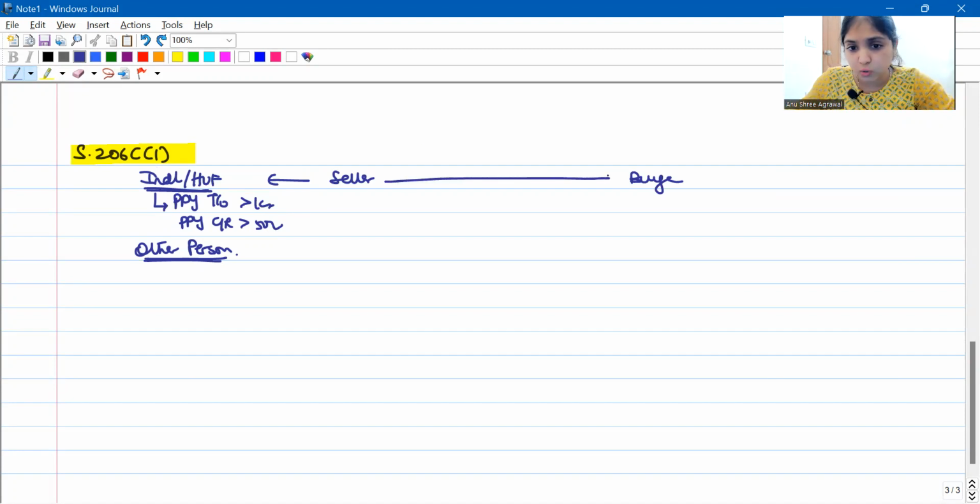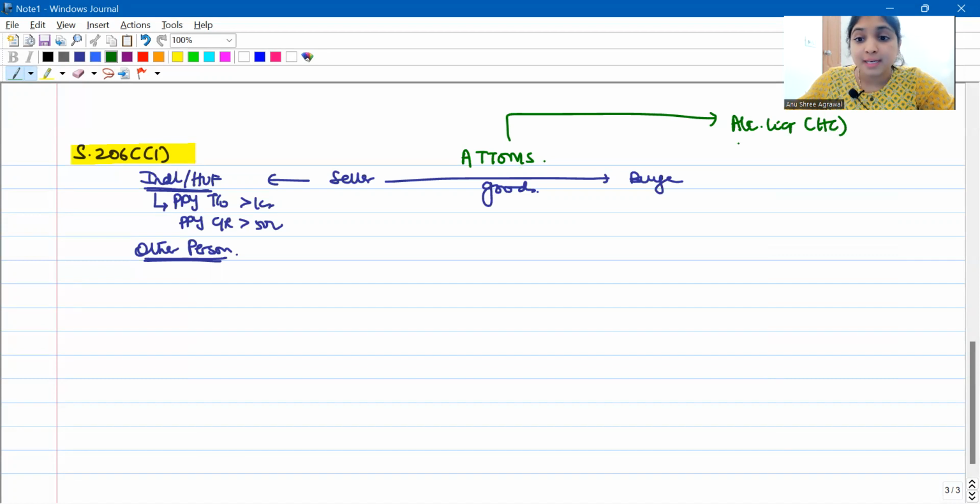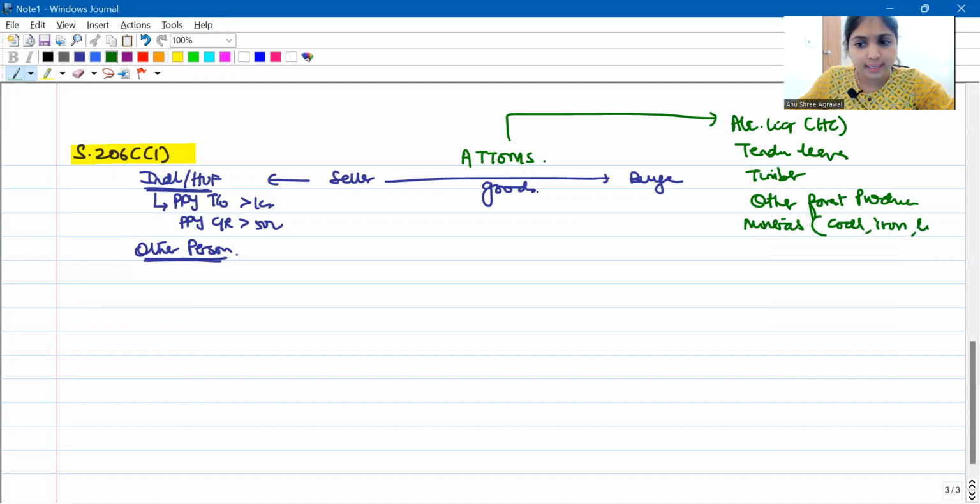Now this seller is selling goods to the buyer. What kind of goods? The hint to remember what kind of goods is ATOMS. Now what does ATOMS stand for? A stands for alcoholic liquor for human consumption. T stands for tendu leaves. Then another T stands for timber. Then O stands for other forest produce. Then we have M which stands for minerals, like coal, iron ore, lignite.